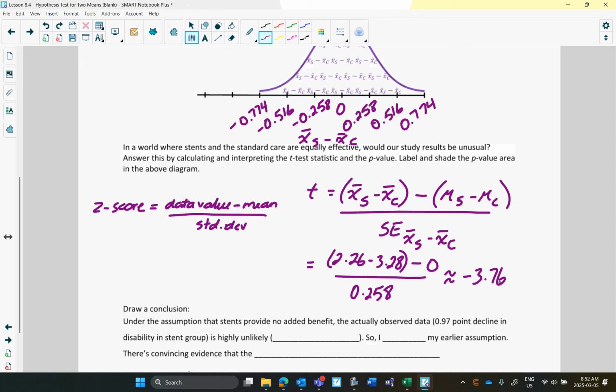That's quite a distance. Okay, 3.76 of them. Like here's one of them, here's 2 of them, here's 3 of them, so we're way out here. So we can see that that p-value is going to be low.